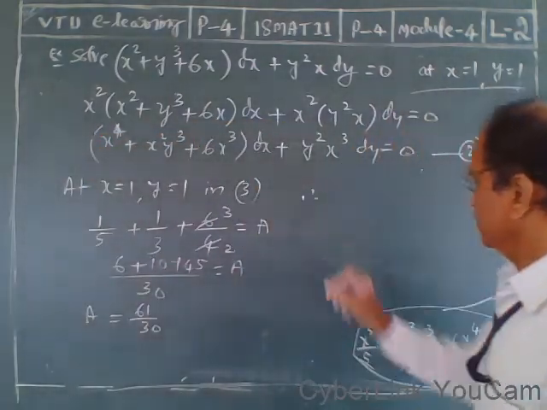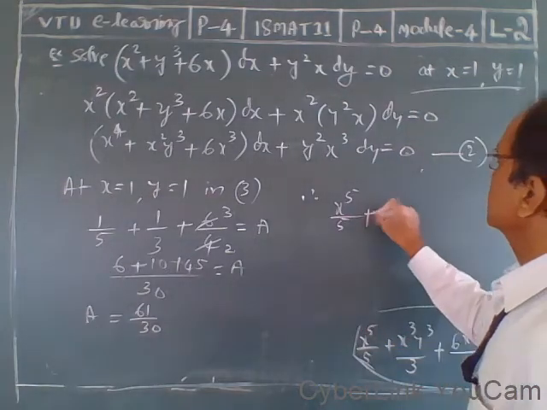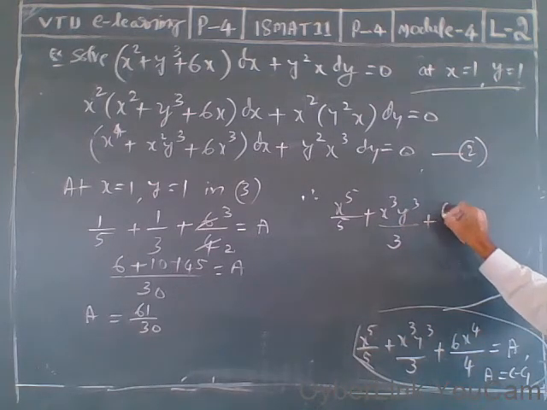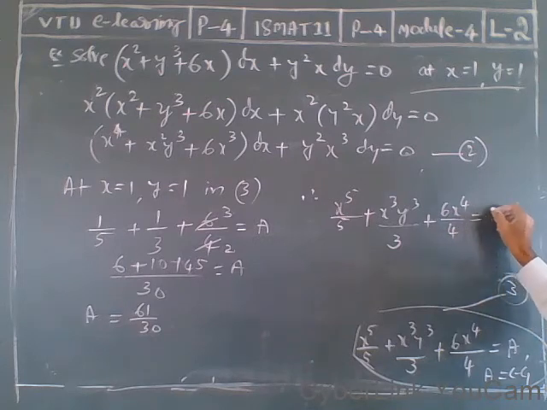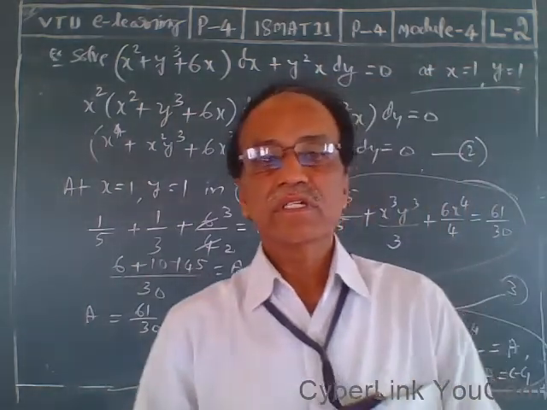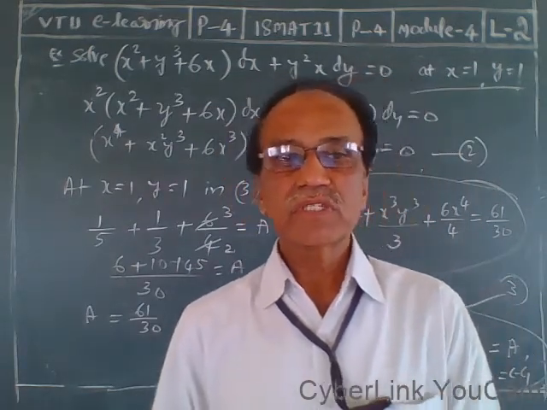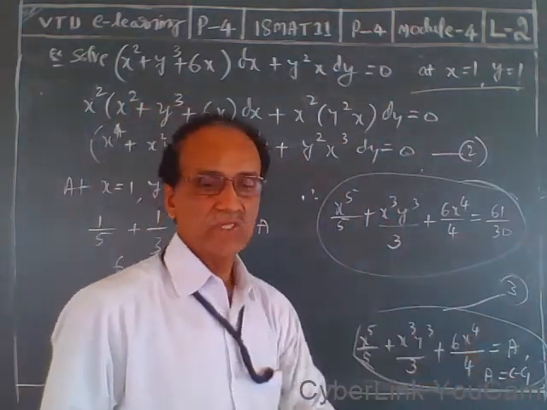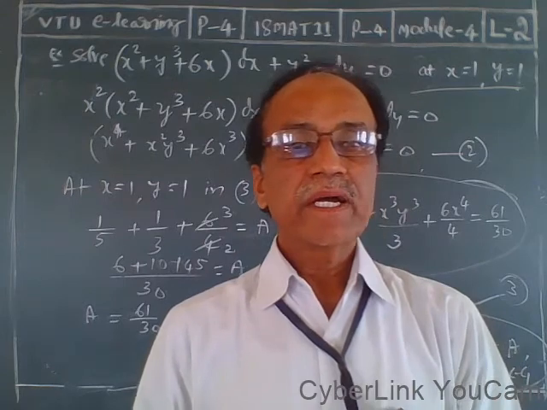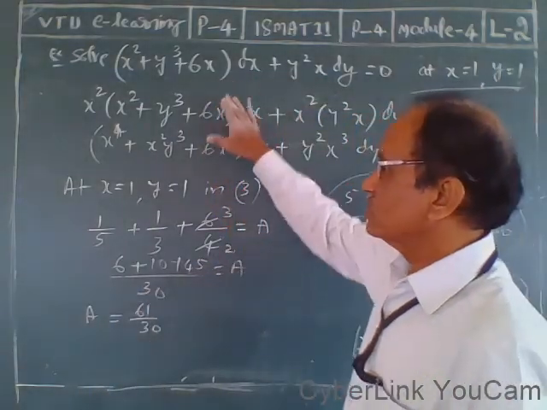Therefore, the final solution: x to the power of 5 divided by 5 plus x cube y cube divided by 3 plus 6 x to the power of 4 by 4 is equal to 61 by 30. This is your complete solution. So this solution is the exact solution, and the earlier one was the general solution where this arbitrary constant was there. This is the discussion on type 3. So we have covered type 1, type 2 and type 3, and type 4 I shall discuss in my next session. You go through the extra problems of all these three cases.